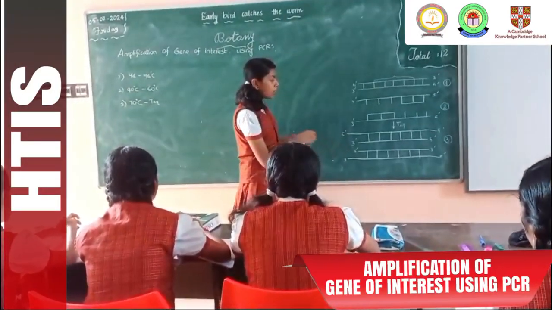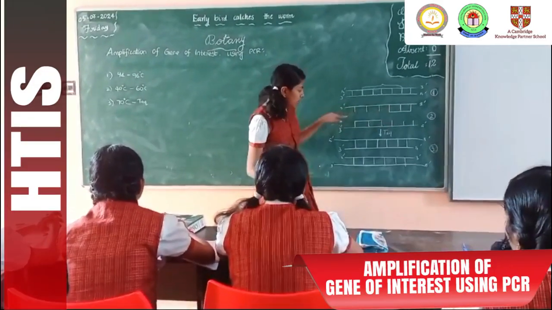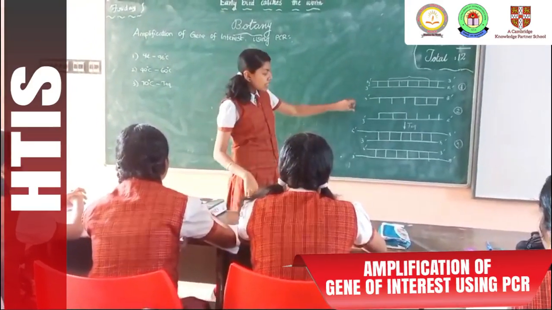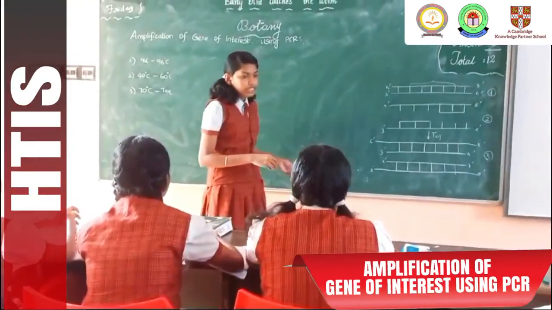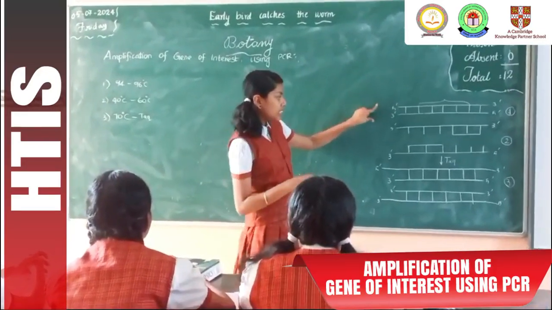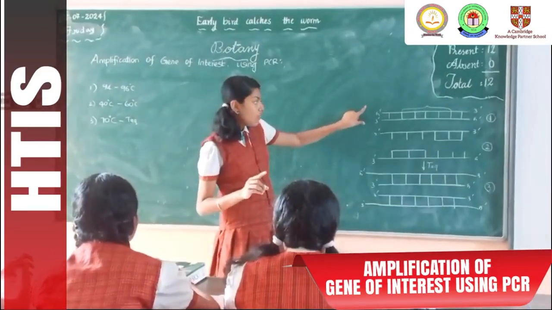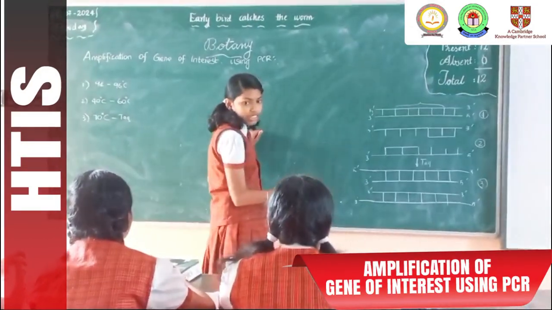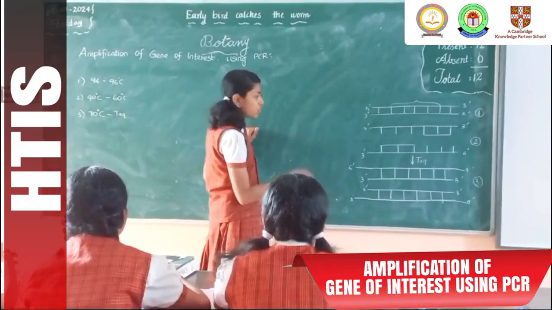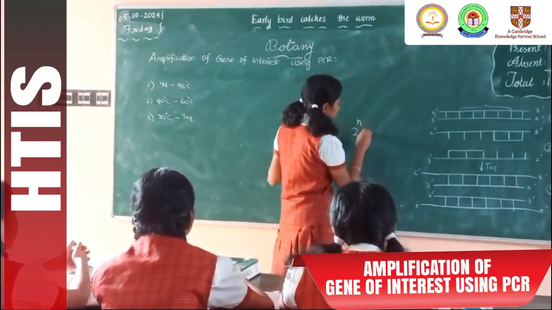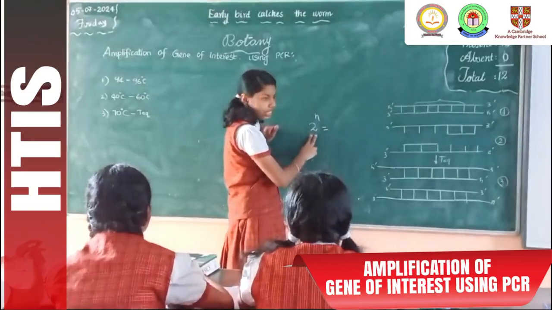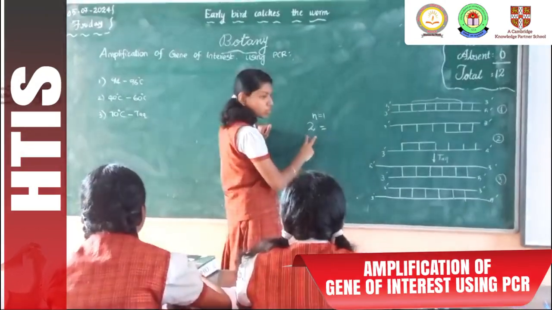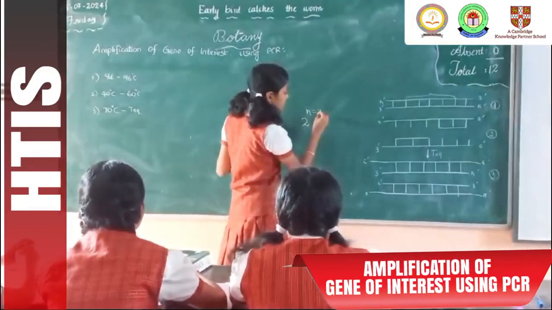This Taq DNA polymerase will attach to the primers at these two places and do the replication, this way and this way. Then by the process of extension, these two strands will be produced. First we had one gene of interest, and from that we got two. From these two, how many will we get? We will get 4. So it is in the ratio 2 power n. If n is equal to 1, taking 1 gene of interest, we get 2 strands. If we take 2 gene of interest, we get 4 strands.